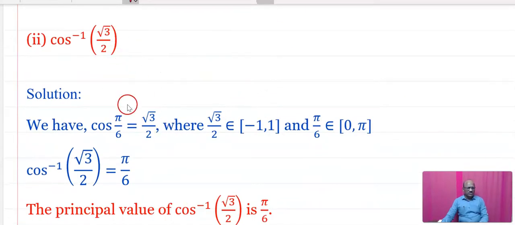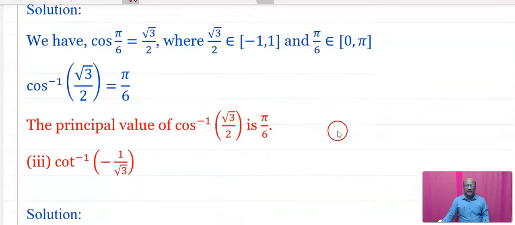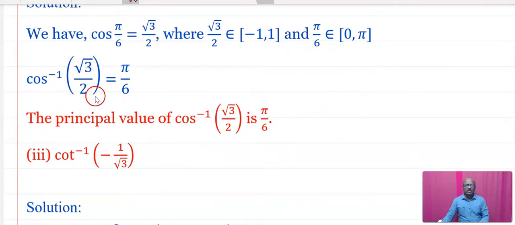Cos inverse of root 3 by 2. We have cos of pi by 6 is equal to root 3 by 2, where root 3 by 2 belongs to minus 1 to plus 1, and pi by 6 belongs to the closed interval 0 to pi. Therefore, cos inverse of root 3 by 2 is equal to pi by 6, and hence the principal value of cos inverse of root 3 by 2 is pi by 6.